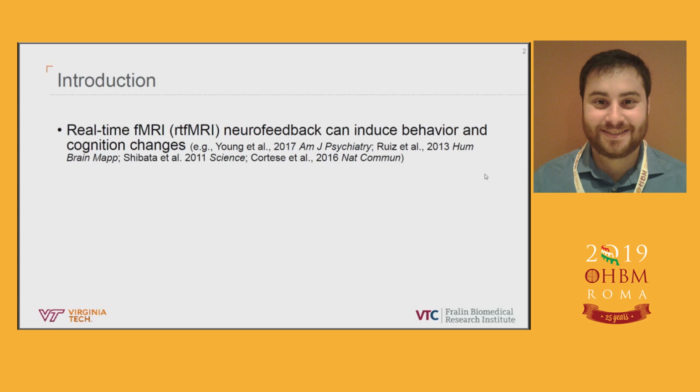One way is by giving individuals feedback about overall activity in a particular brain region. So for example, Young gave individuals with depression feedback about activity in the amygdala to subsequently reduce depressive symptoms. Another way which feedback can be given is by giving individuals feedback about particular brain patterns. And this is what Shibata did when they gave individuals feedback about brain patterns in the visual cortex to facilitate perceptual learning.